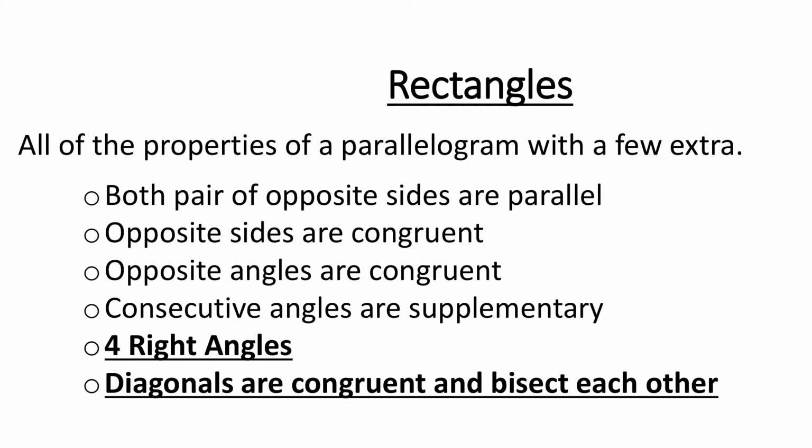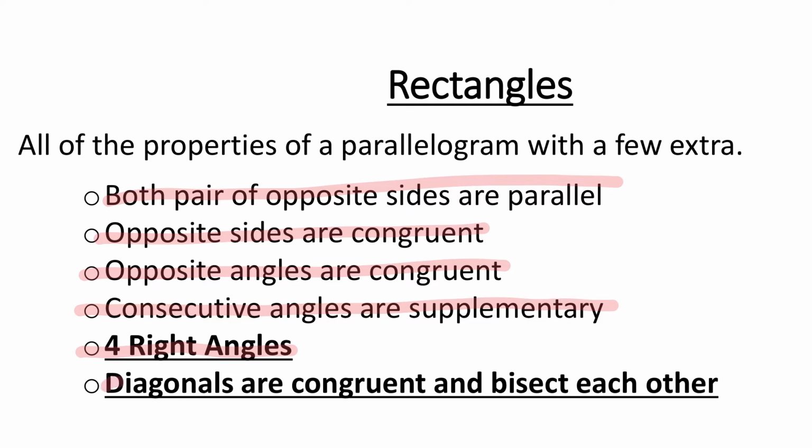All of the qualifications of a parallelogram exist in a rectangle. Both pairs of opposite sides are parallel. Opposite sides are congruent. Opposite angles are congruent. Consecutive angles are supplementary. Now, here's the new thing about a rectangle. A rectangle has 4 right angles. So therefore, all 4 angles are also equal to one another because they're all 90 degrees.